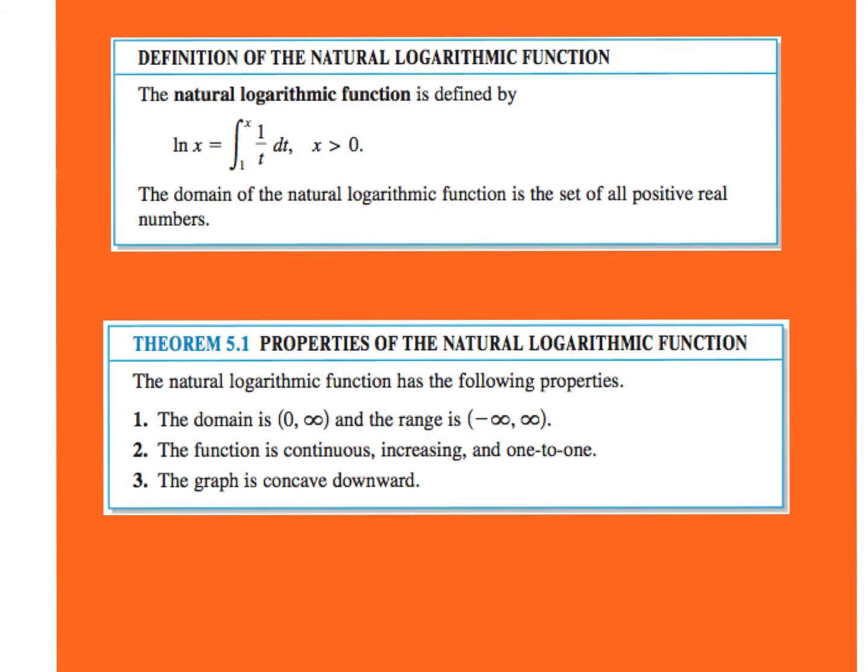So let's look at this. This is one of the definitions of a natural log. I'd like you to write it out. So natural log x is the integral from 1 to x of 1 over t dt. Natural log x is the integral from 1 to x of 1 over t dt.